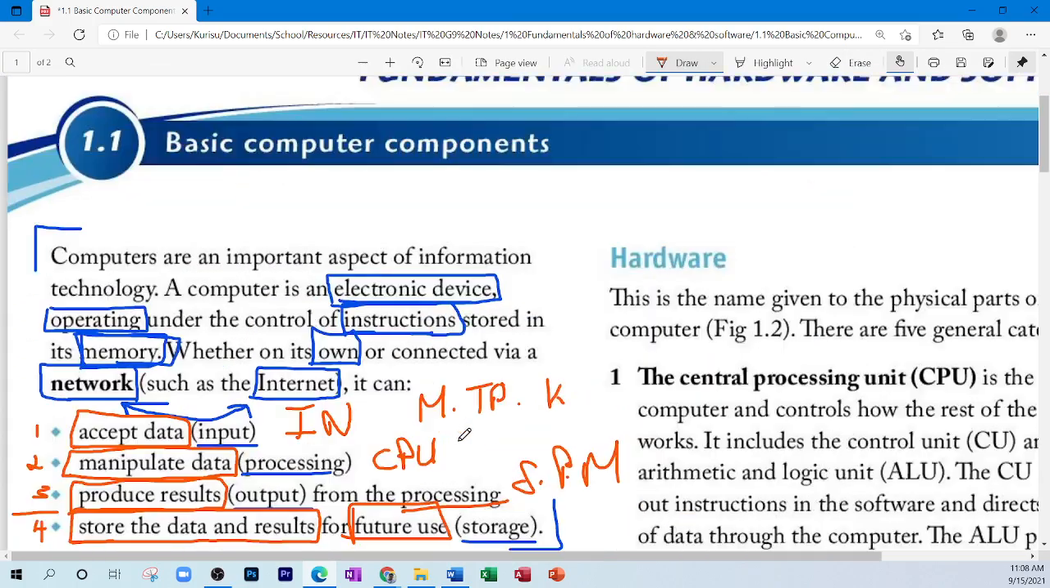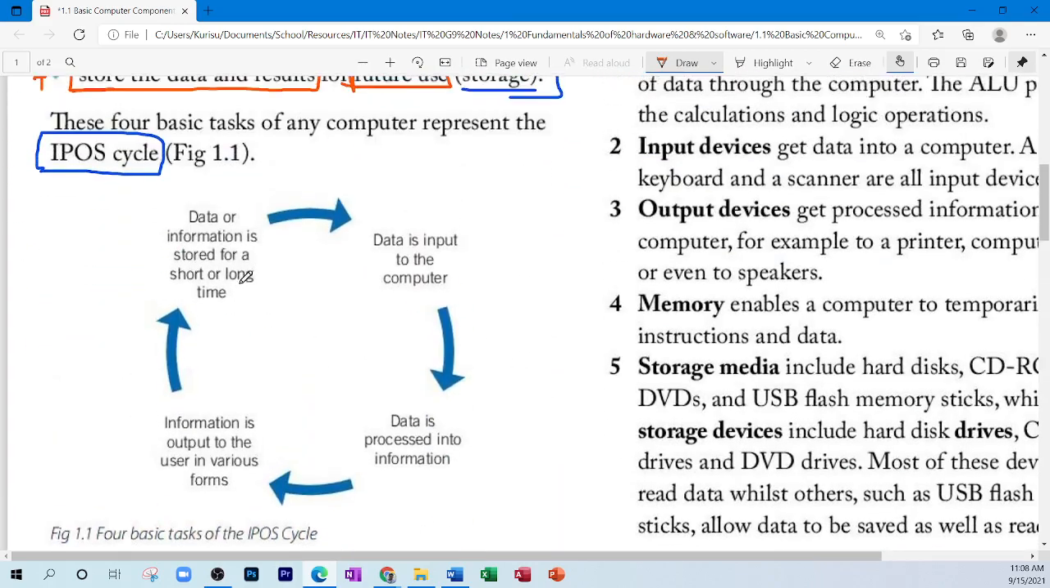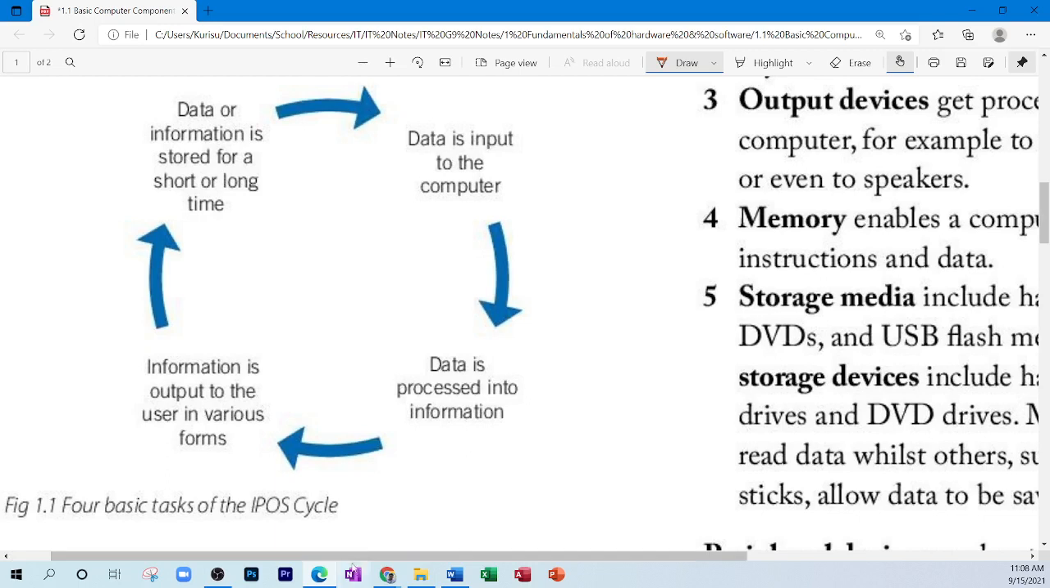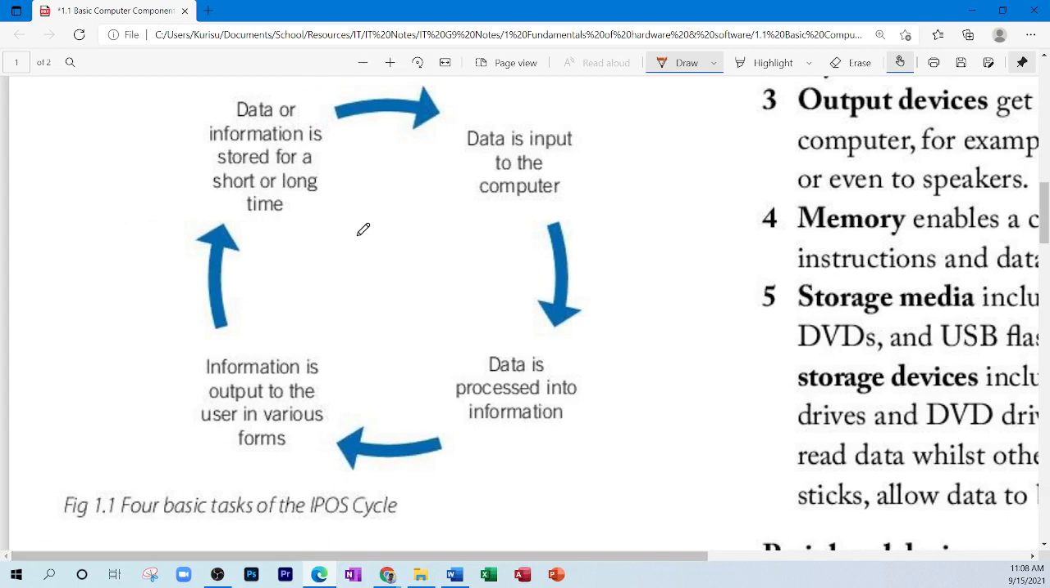Good, because we're actually going to run out of time soon. So we have a diagram here of the IPOS cycle. So the first stage, input, data is input into the computer or put into the computer. Second stage, data is processed into information. Now, this is important to take note of. Later on, we're going to learn the difference. But when data is processed, at that second stage, it actually turns into information.